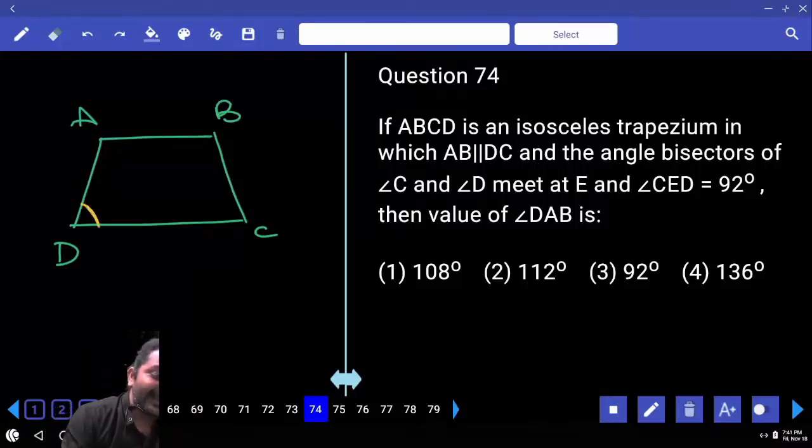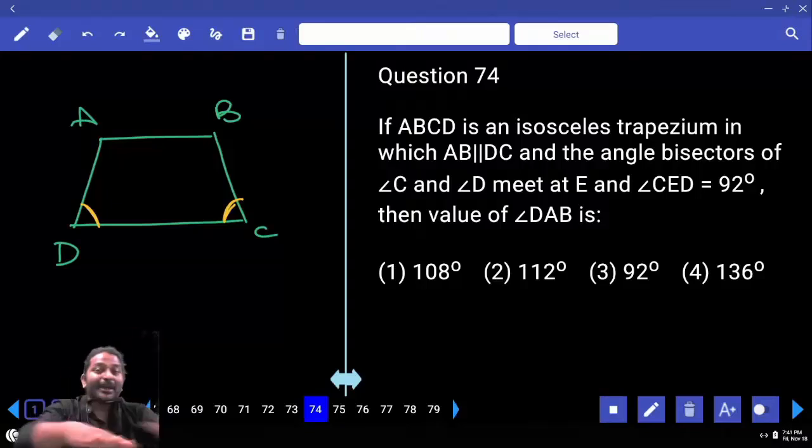Angle at D and angle at C both must be equal.